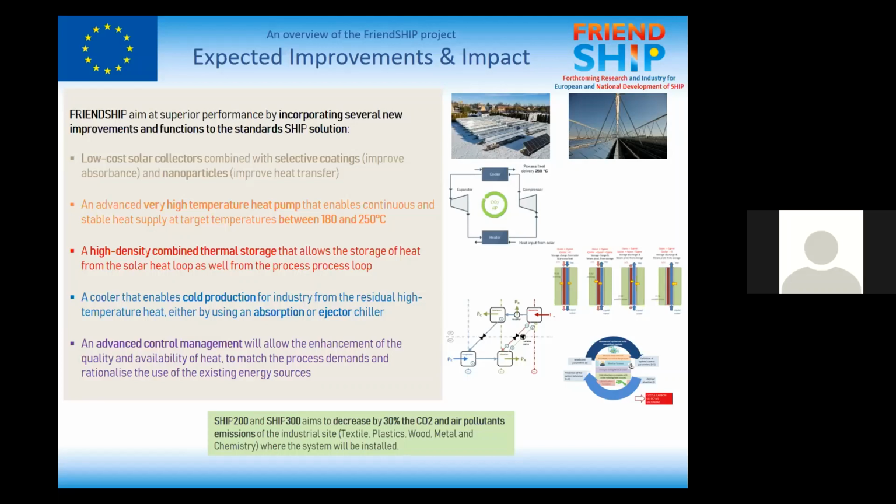And then, because we are working on a very complete system, and the system will be integrated in another one, we will work on an advanced control management that will ensure rationalized use of the existing energy sources on site. And the expected impact of the project will be that both systems will be able to decrease by 30% the CO2 and air pollutant emissions of the industrial site where the system will be installed.